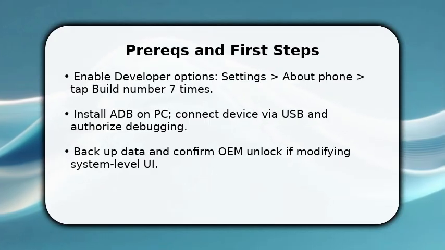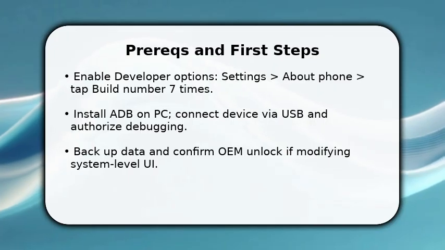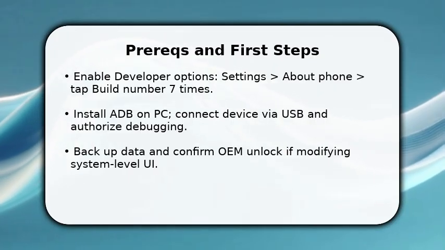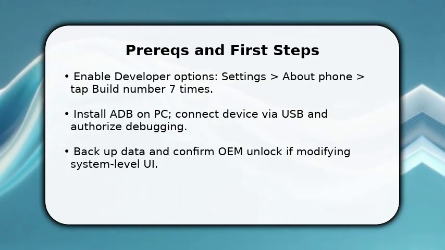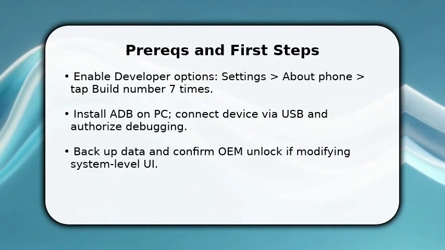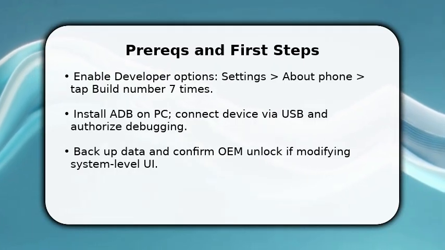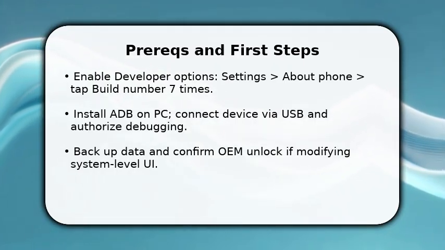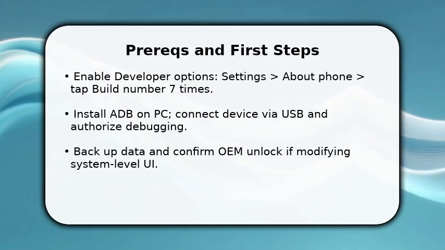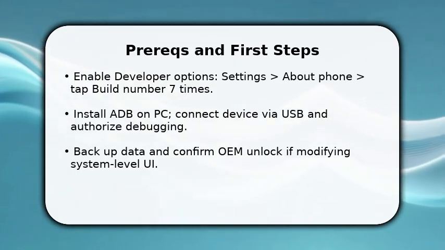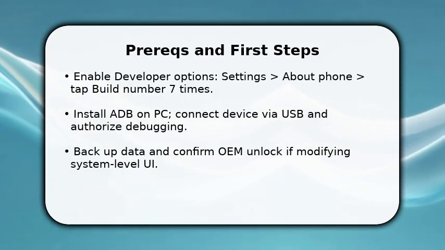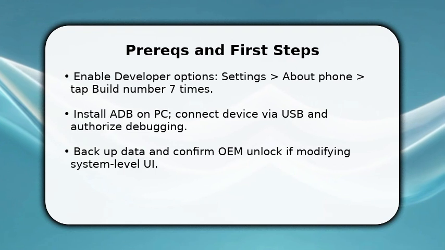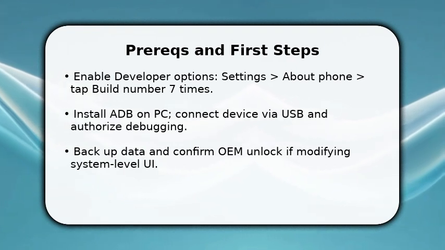You start by preparing the device and tools. Enable developer options and USB debugging so your computer can talk to Android. This is necessary because you will send commands. Install ADB on your PC and connect the phone, then accept the RSA prompt. Make a full backup and verify OEM unlock if you plan to modify the system image. Once done, check ADB recognizes the device with adb devices, so you can proceed safely into the next steps.